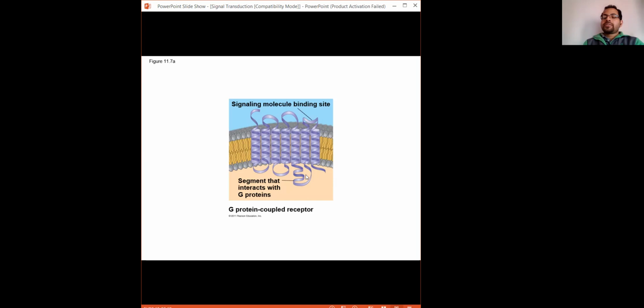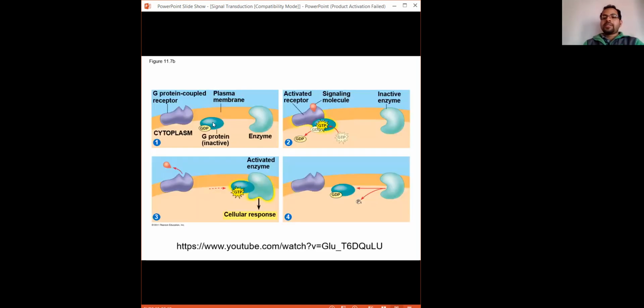So G proteins are inside the cell like this. Okay, so this is a G protein, and as we know, when it is GDP bound, then it is inactive. And here is a G protein coupled receptor present on the plasma membrane.